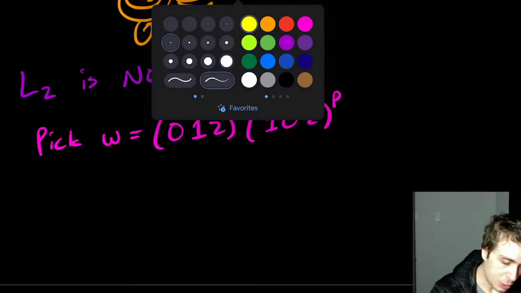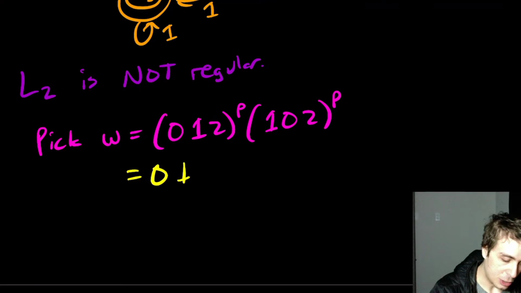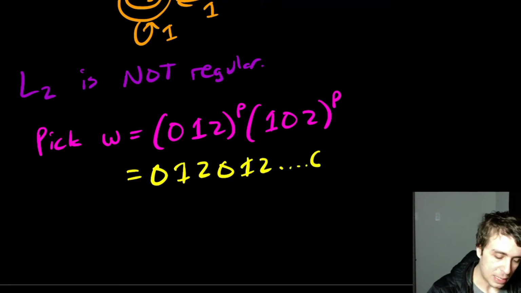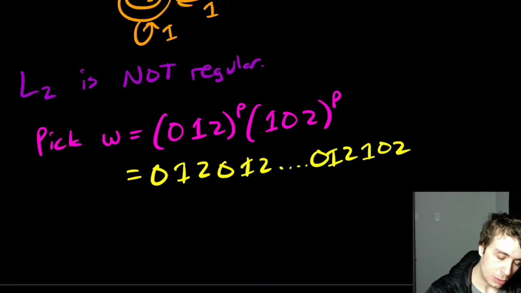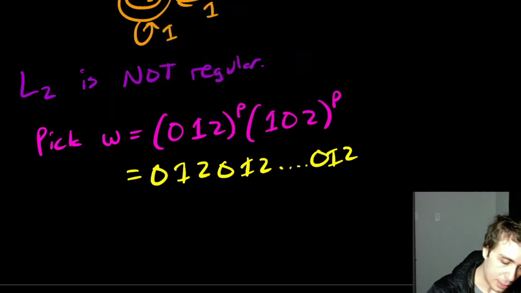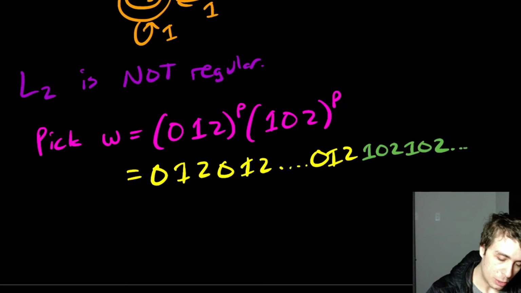What does this look like? It looks like 0, 1, 2, 0, 1, 2, just repeating this over and over, 0, 1, 2, and then it's going to eventually switch to this segment here. We're going to get 1, 0, 2. Maybe I should use that in a different color. Let's use green. So we're going to have 1, 0, 2, 1, 0, 2, etc., 1, 0, 2.